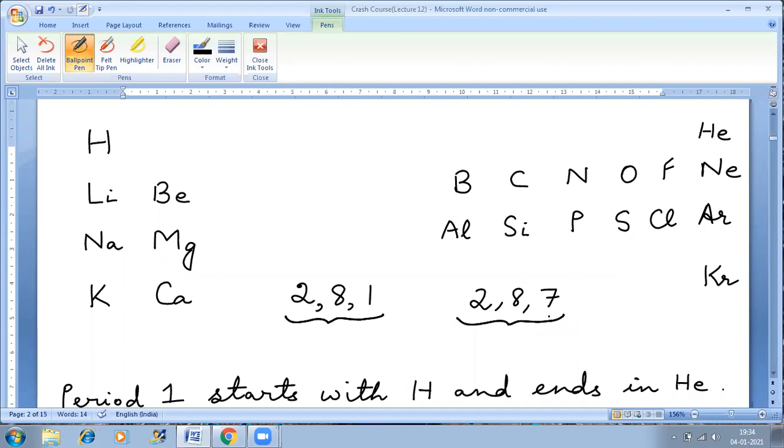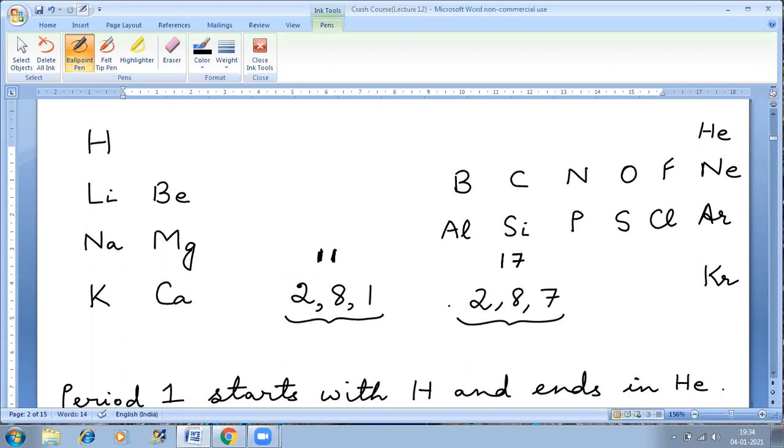Since the number of shells has remained the same, I cannot say that the one having a larger number of shells will have a larger size, because both have the same number of shells. So in that case, I'll compare the nuclear charge. 11 is the atomic number of sodium, that means there are 11 protons in sodium. The atomic number of chlorine is 17, so that means there are 17 protons in chlorine.